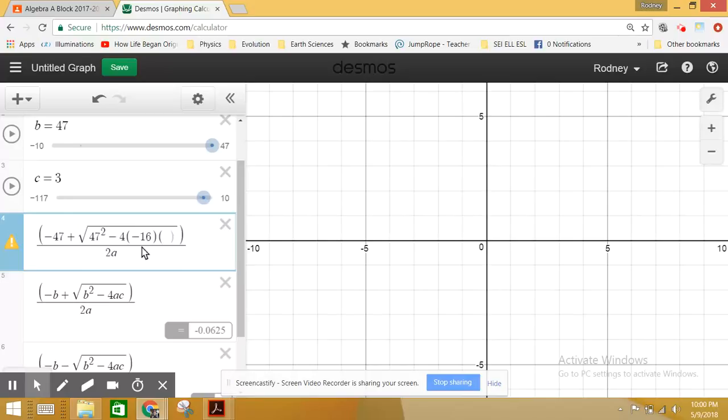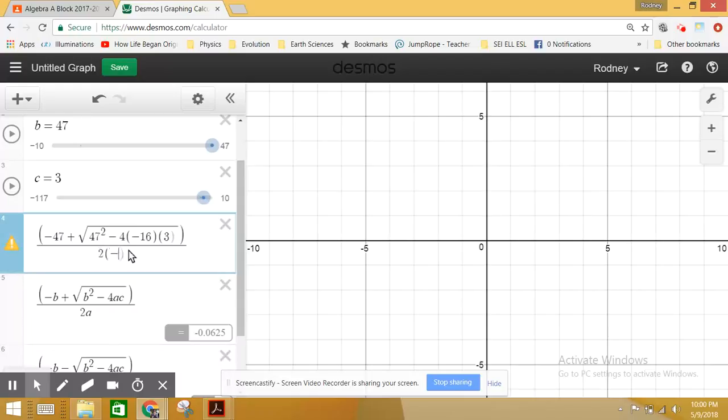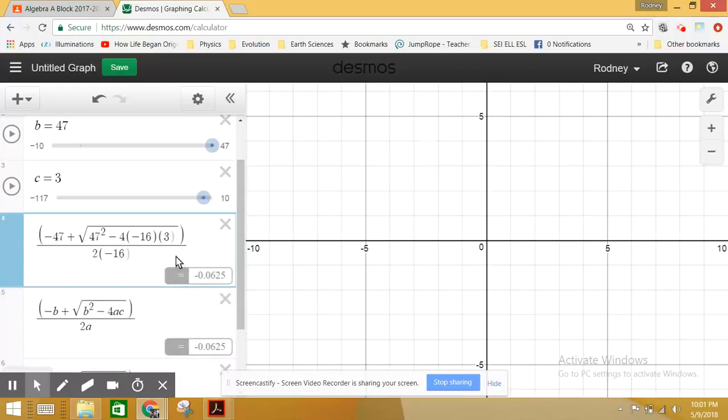C is 3. So negative 16 is our A, and C is 3. And then down here, we're going to plug in negative 16 again. And we've got all that plugged in. We could work it all out and simplify it. I'm going to copy that.